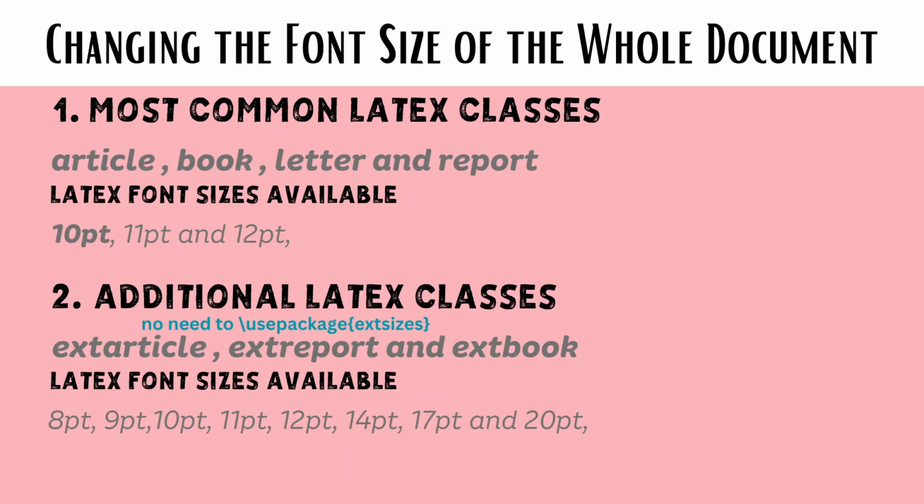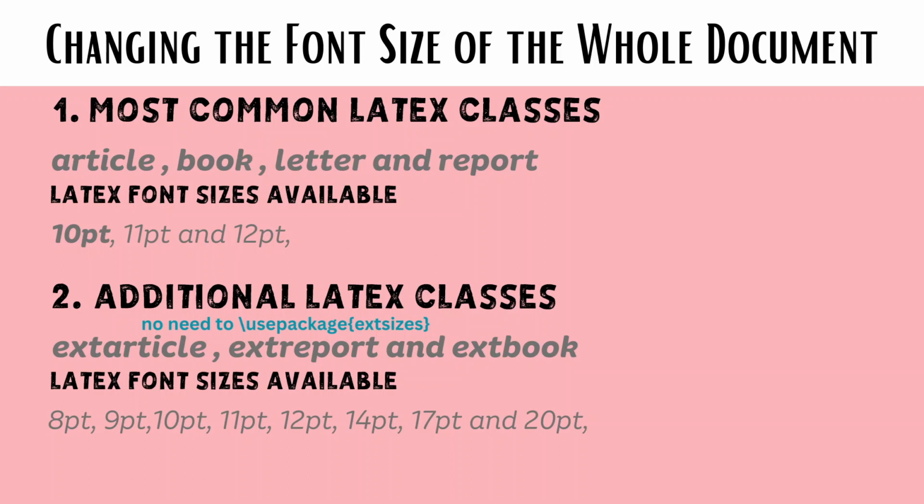But if you mention any other point size, for example, if you mention 20 point, you will get 10 point. And this is what is happening to many people. They want to increase the font size from 12 point to 20 point, but they get 10 point because these four classes only allow these three font sizes.